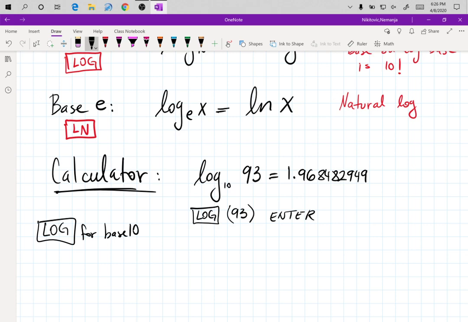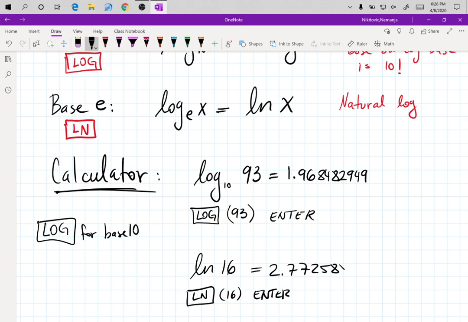Now, if you need to calculate ln of 16, you will punch that in the calculator as ln and then 16 in parentheses, and you push enter. And ln 16 is going to produce the value of 2.772588722, and that's also cut off. It will be going forever.